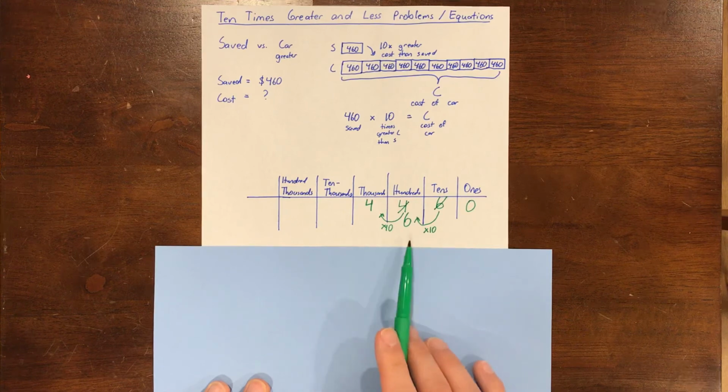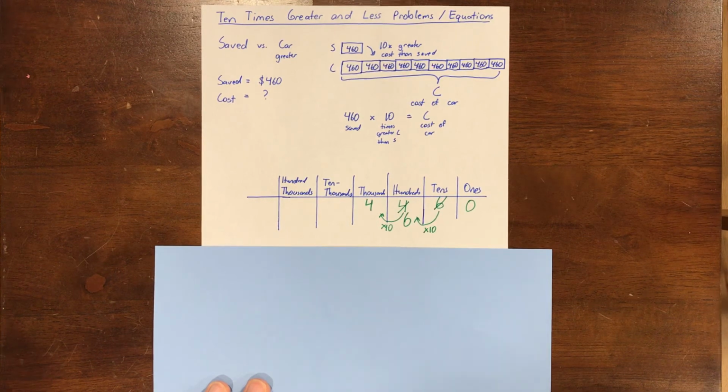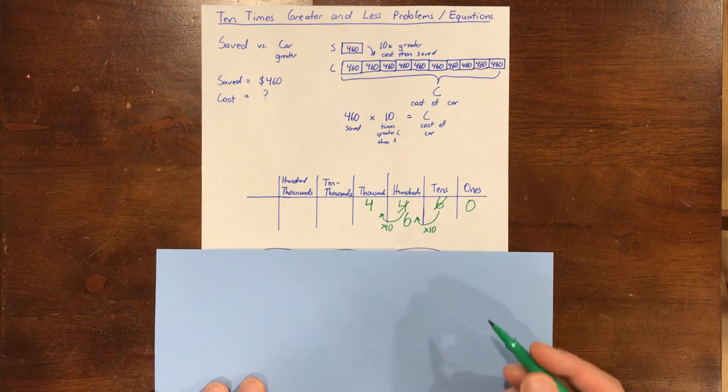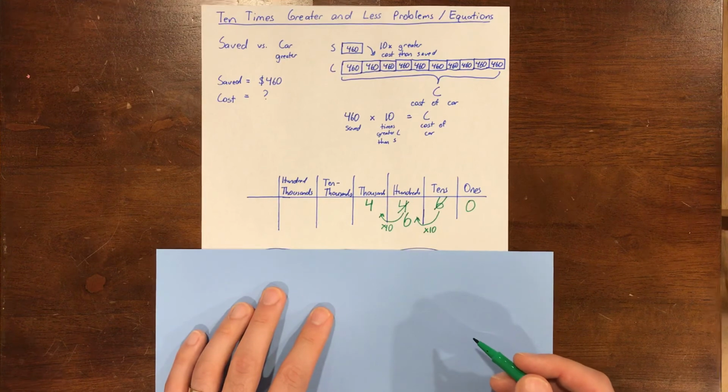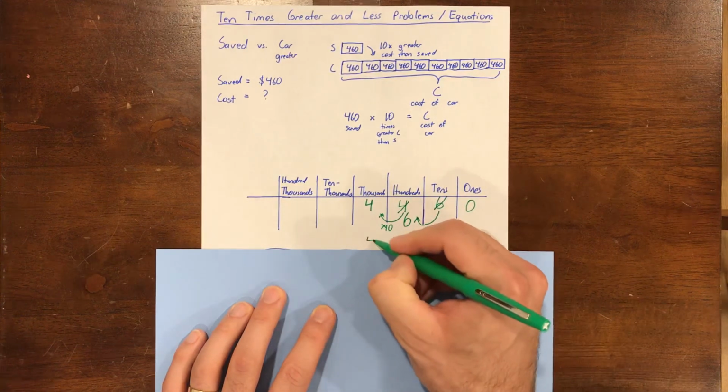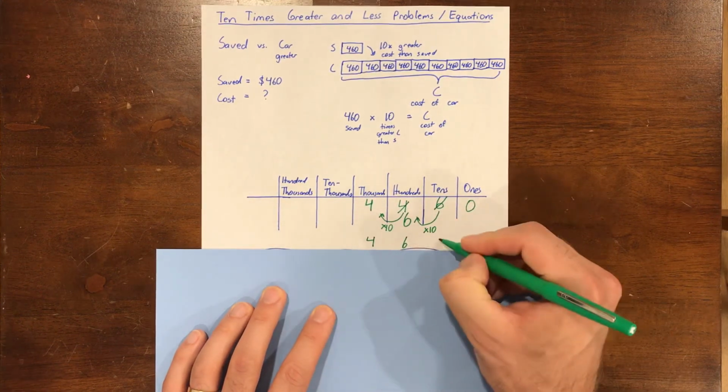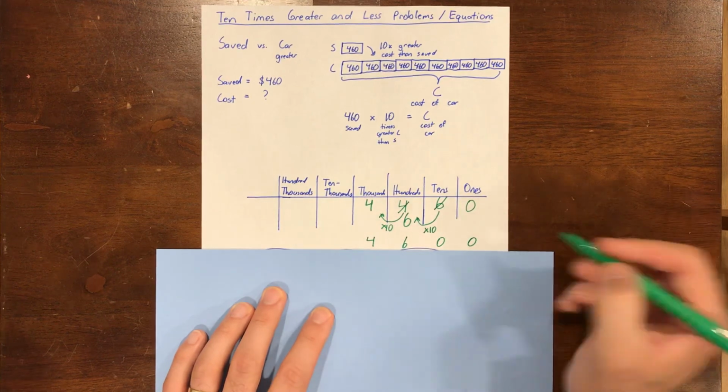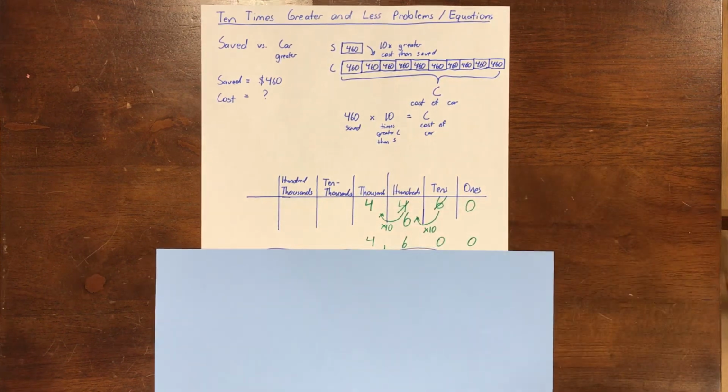The thousands. And my 6, what place is that in now? Say that out loud. Yeah, the hundreds. So what is 10 times greater than 460? Say it out loud. Yeah, 4,600. Great. How could I show that with a number sentence? Say it out loud.